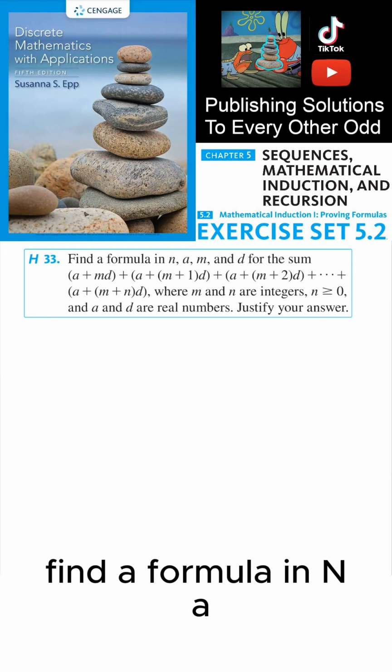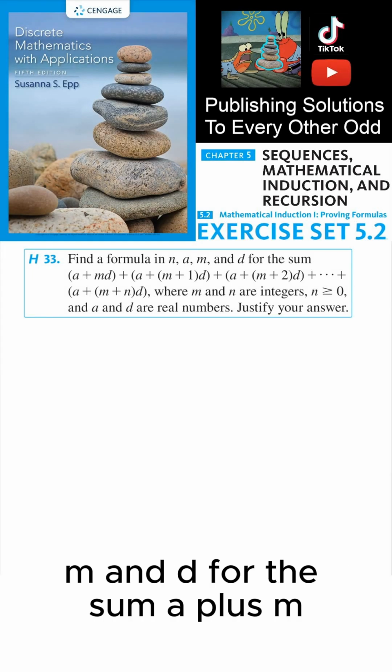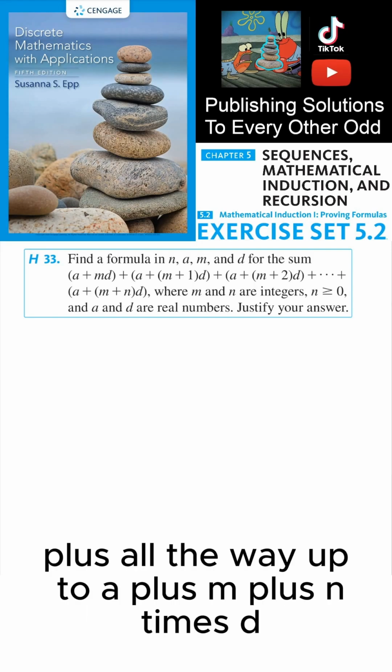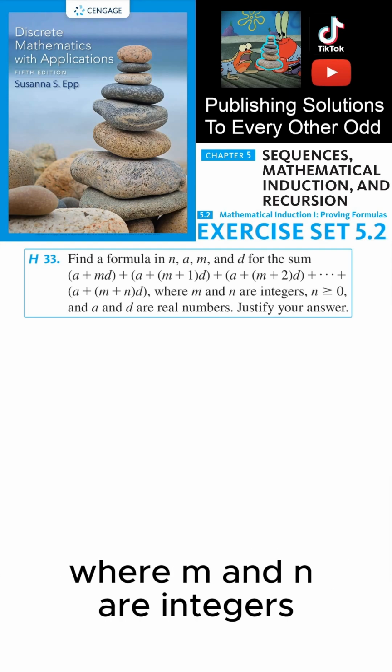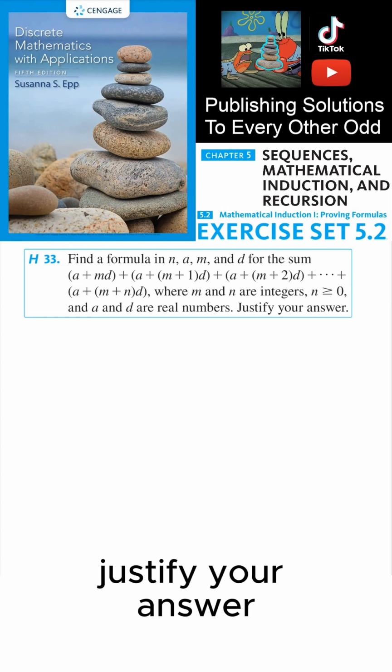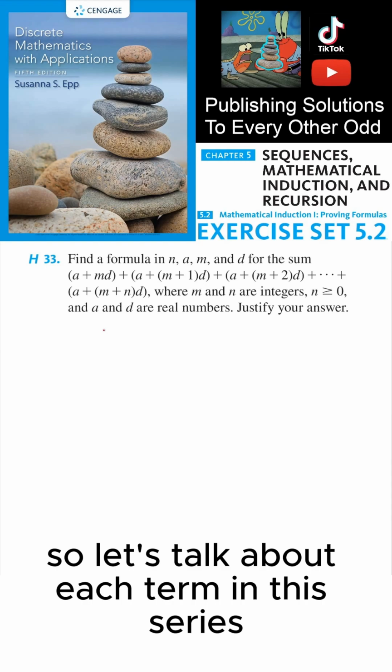Find a formula in n, a, m, and d for the sum (a + md) + (a + (m + 1)d) + ... + (a + (m + n)d), where m and n are integers, n is greater than or equal to 0, and a and d are real numbers. Justify your answer. So let's talk about each term in this series.